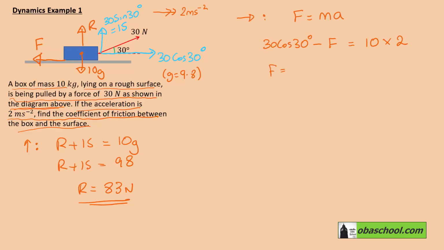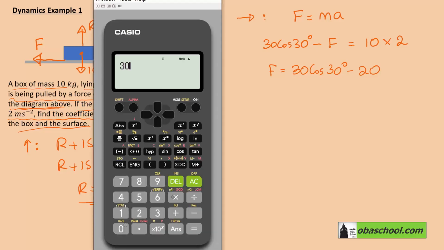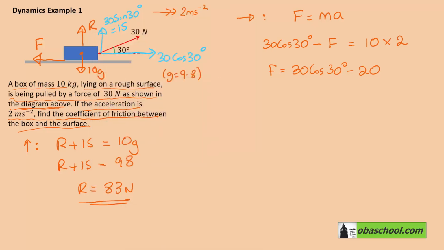So F is going to be 30 cos 30, take away 20. So that will be 30 times cos 30, take away 20, gives me 5.981, correct to 3 decimal places.